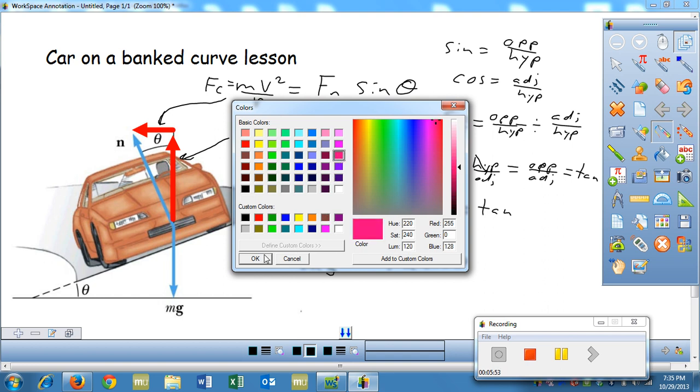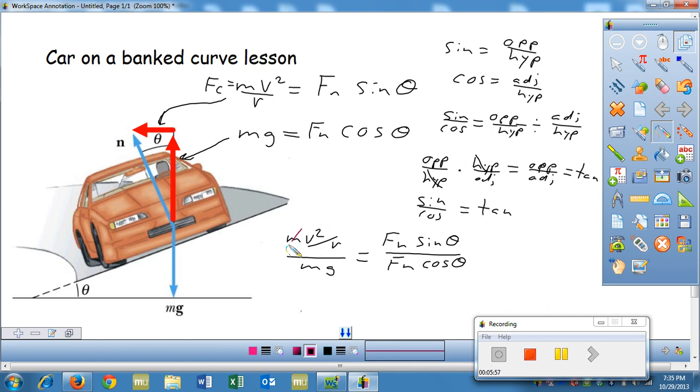Just grab this one. All right, so let's see. Those masses cancel. Those normal forces cancel. This r can actually go down here, because v squared over r divided by g is the same as v squared over rg. So we have here v squared over rg equals, and we're left with sine over cosine, which remember is tangent, equals tangent theta. And that's it. That's our magic formula.